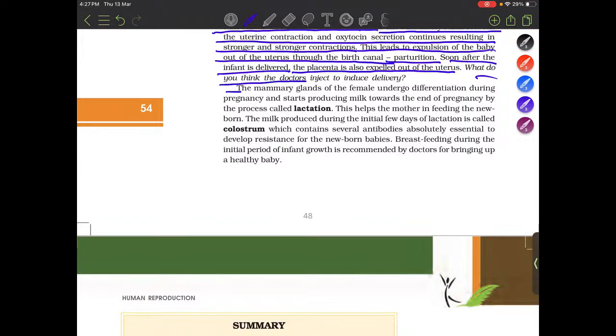What do you think the doctor injects to induce delivery? Maybe they inject oxytocin. Maybe.